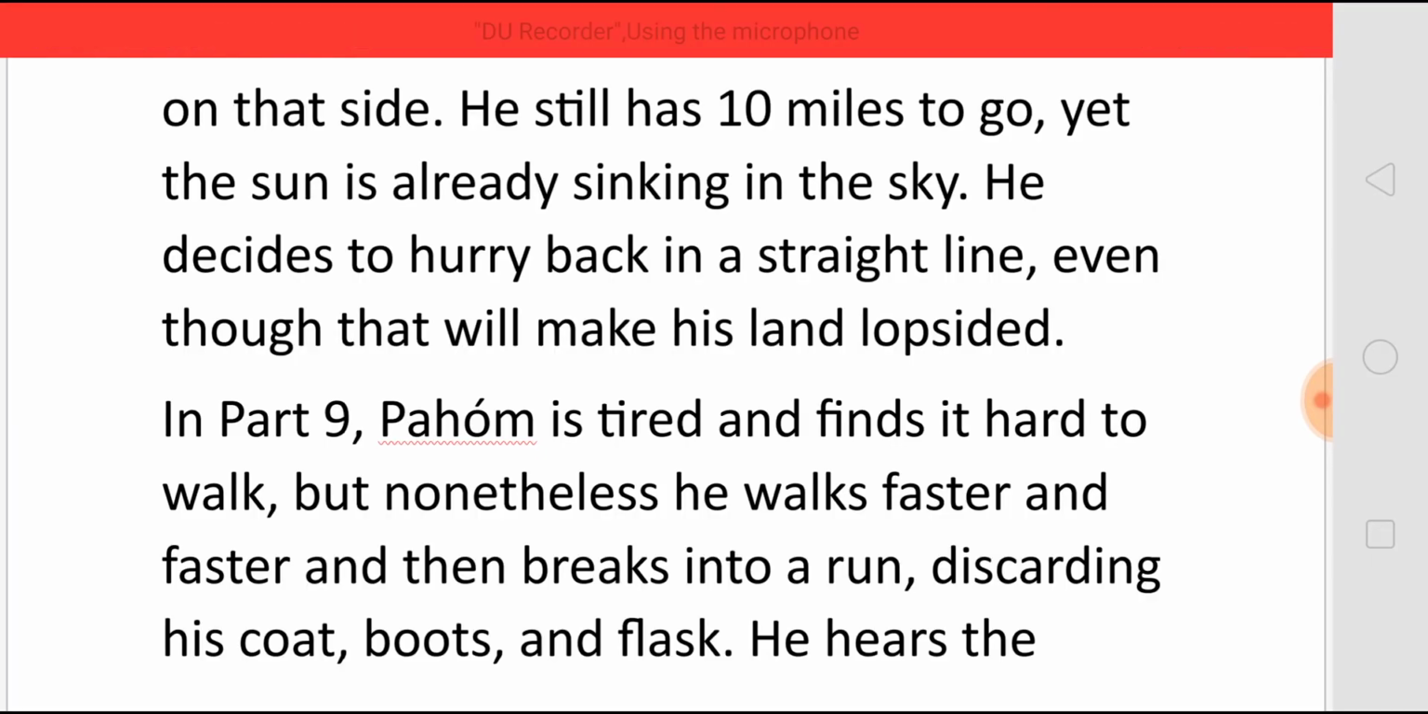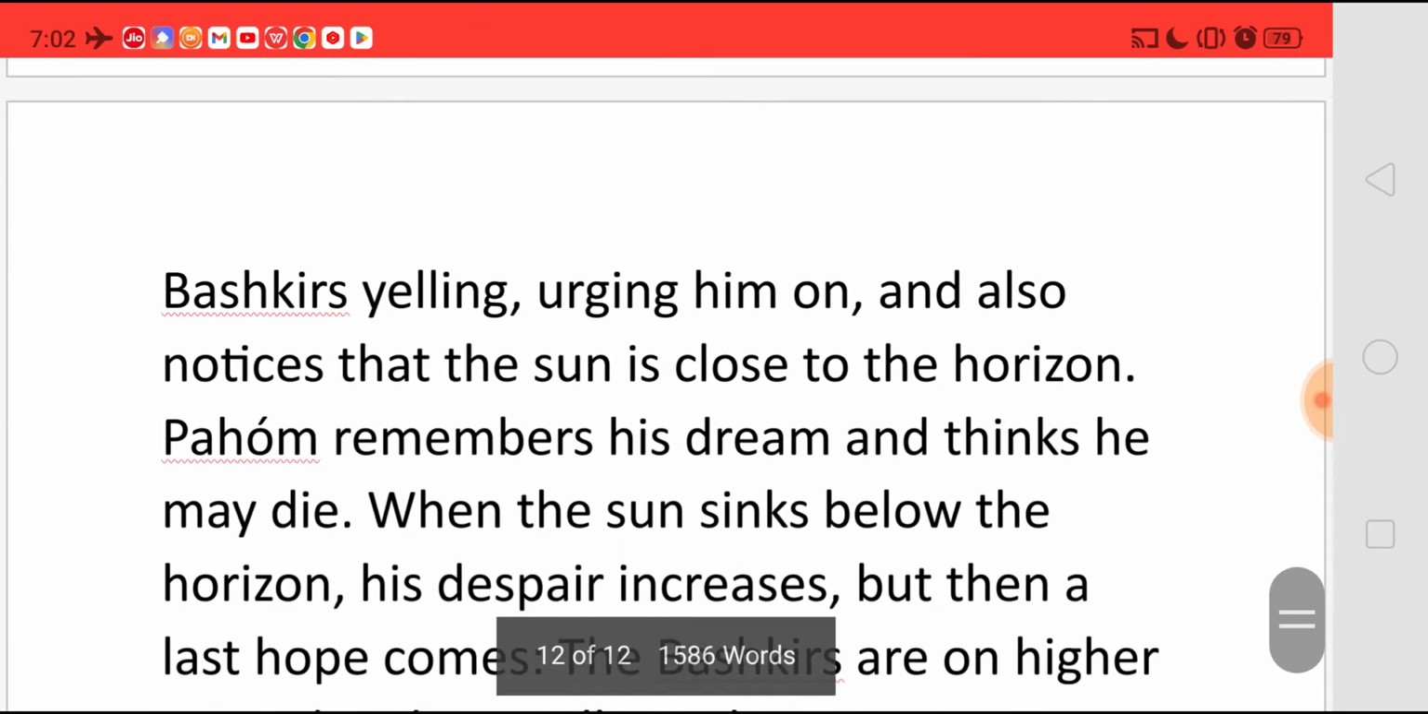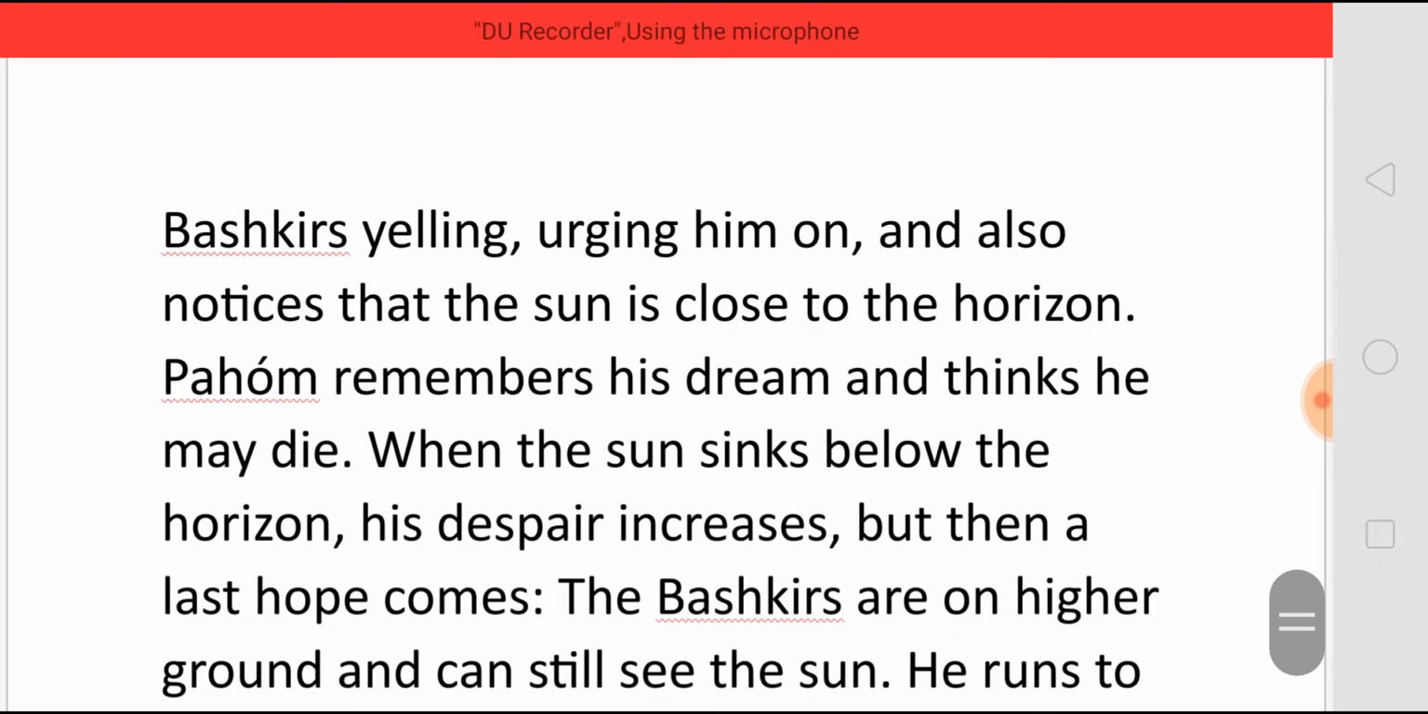In part 9, Pahom is tired and finds it hard to walk. But nonetheless, he walks faster and faster, and then he starts running. And as he is running, he is not able to carry his coat, boots and flask, so he throws them away. And he hears the Bashkirs yelling and shouting and asking him to come fast. And he notices that the sun is close to the horizon. Pahom remembers his dream and thinks he may die.